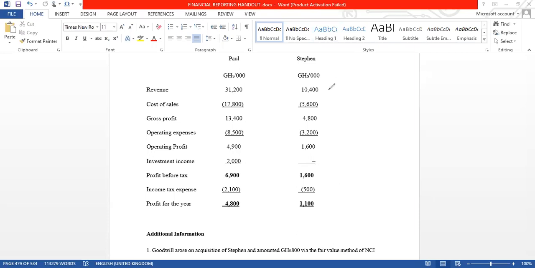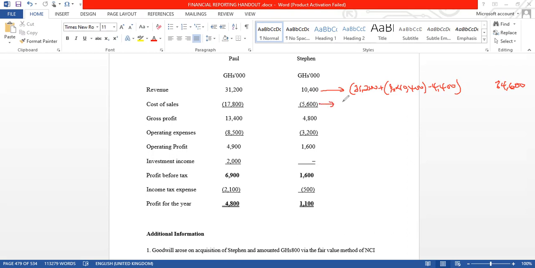So what do we do here? Our revenue, we extend it. It will be what? 31,200 plus, into bracket, 9/12 multiplied by 10,400. All right. Then we take off what? The intra-group. Okay. That one will give us what? 34,600.